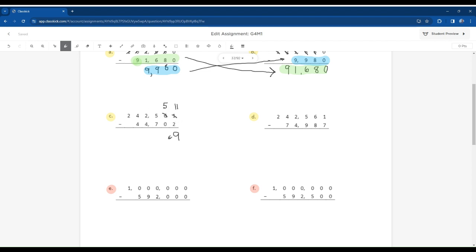5 minus nothing, no regrouping there, is 5. In my hundreds place, I will need to regroup. 7 on the bottom is larger than the 5 on top. So I'm going to regroup from my thousands, regroup 2 thousands for 1,000 and 10 extra hundreds. I already have 5, so that'll give me 15. In the hundreds place, 15 minus 7 is 8.